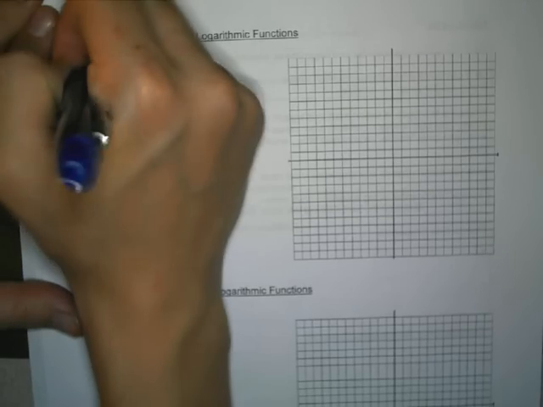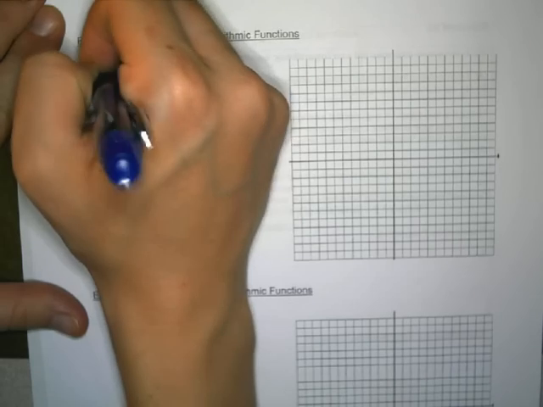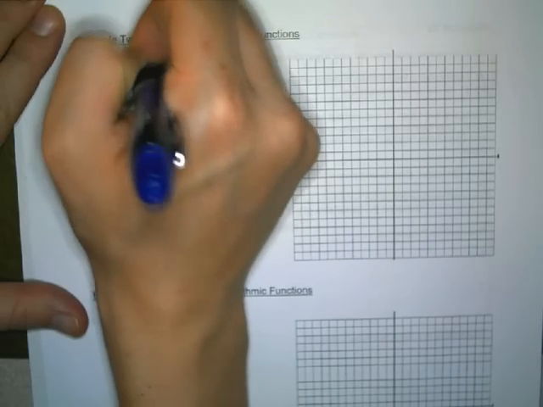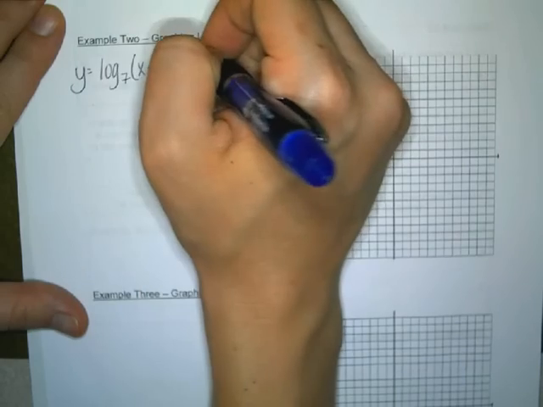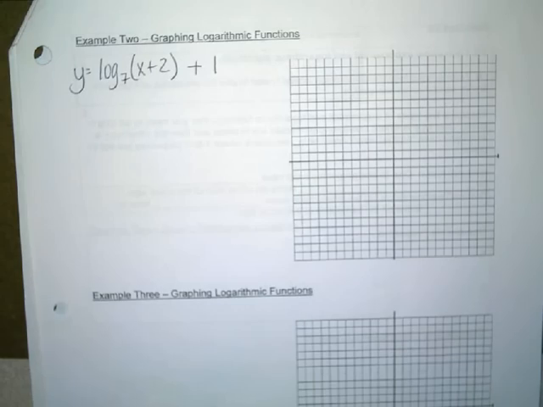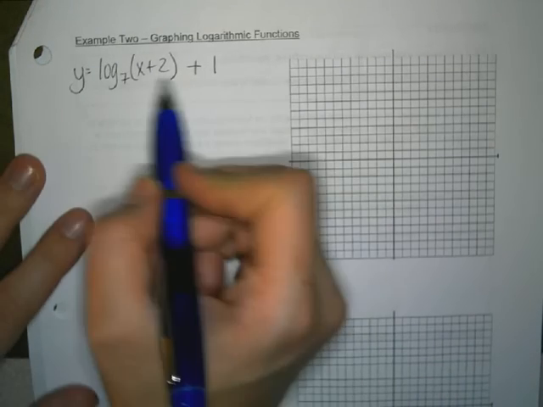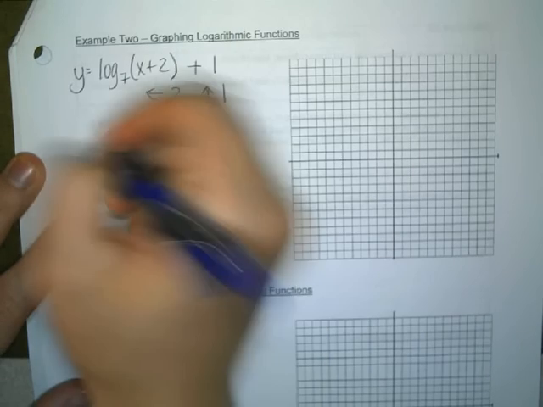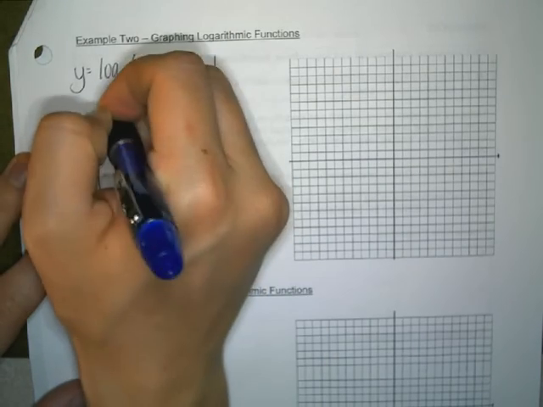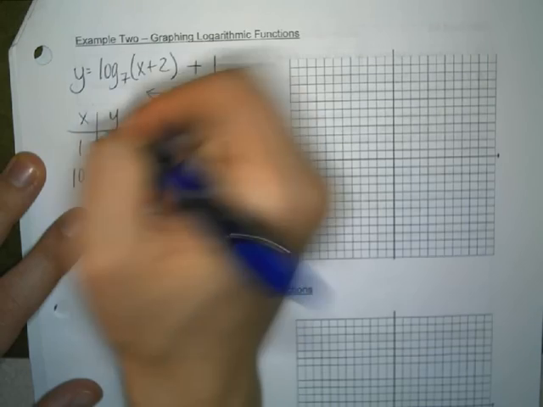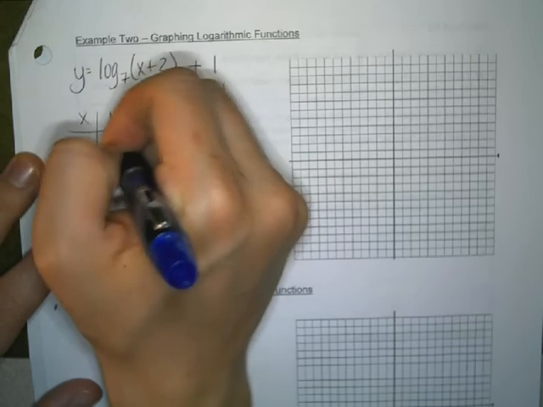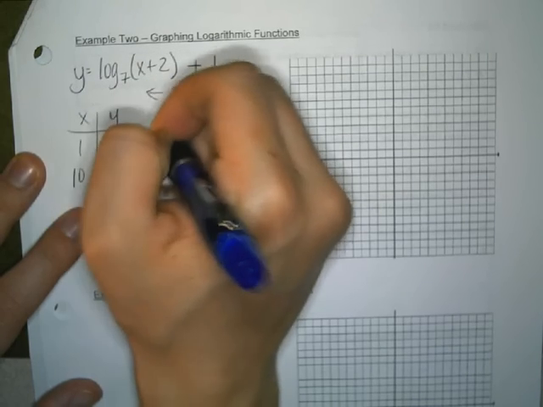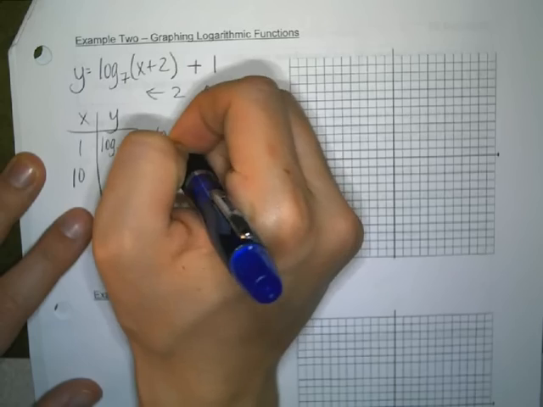Okay, example 2. Same type of deal here. Label transformation, so I'm going to go left 2, up 1. Make my small table of values. When I plug 1 in, log base 7 of 1 equals ln of 1 over ln of 7, which equals 0.